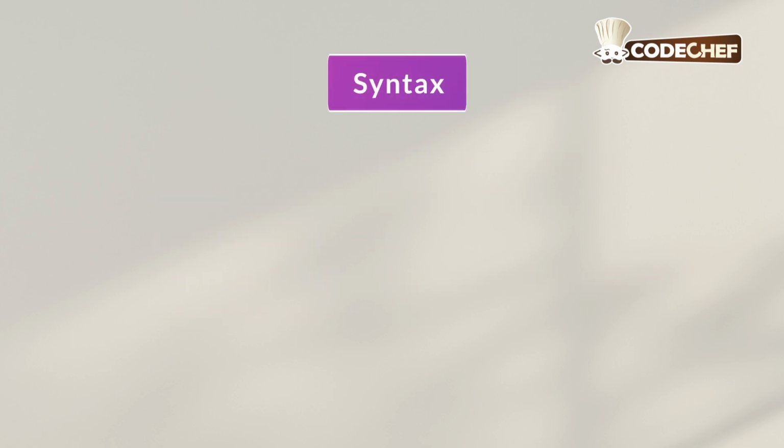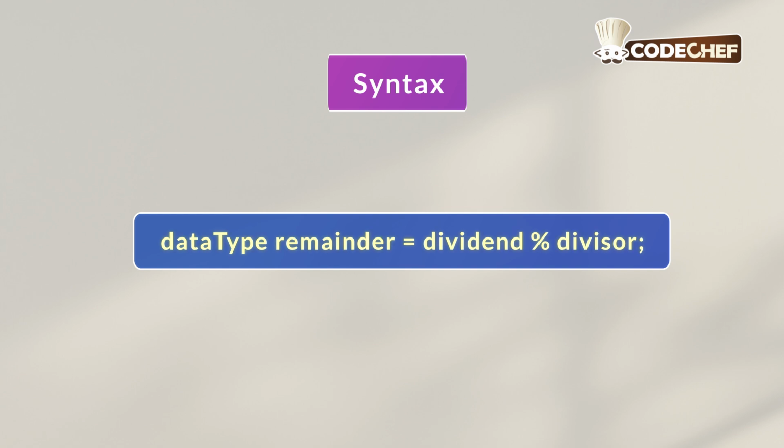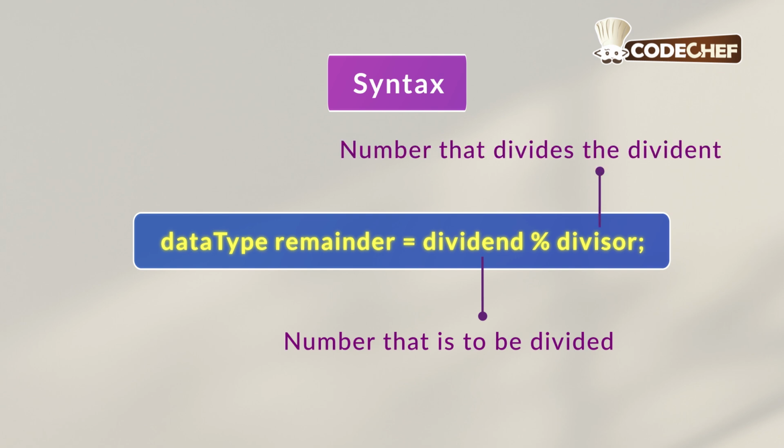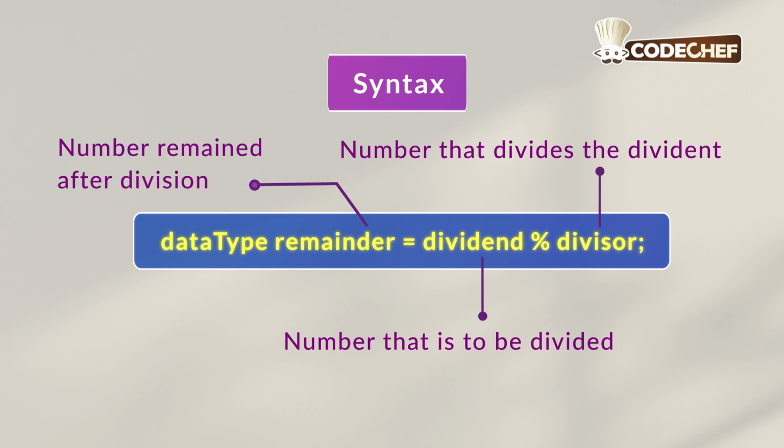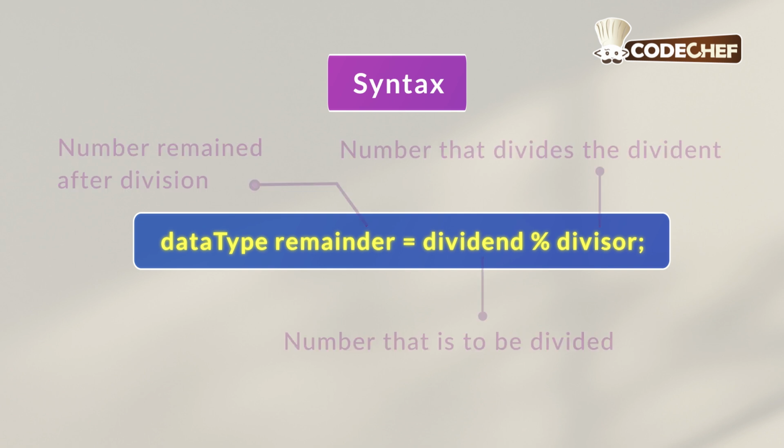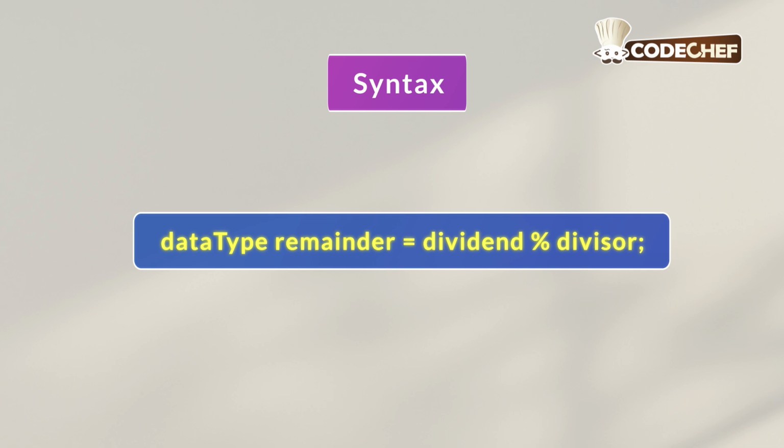Coming to the syntax: data type remainder = dividend % divisor; So here dividend is the number that is to be divided, divisor is the number that divides the dividend, and remainder is the number that remains after division. Let's see an example on the CodeChef platform to see how the modulus operation takes place in C++.